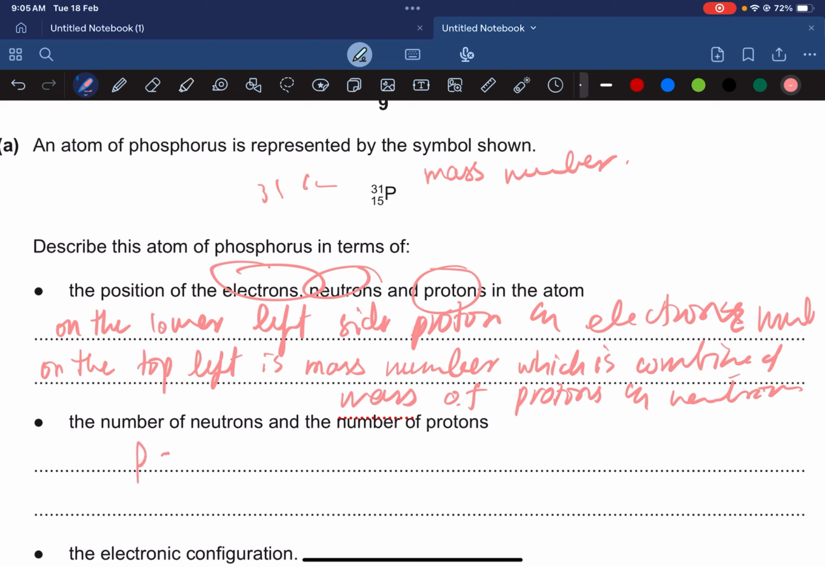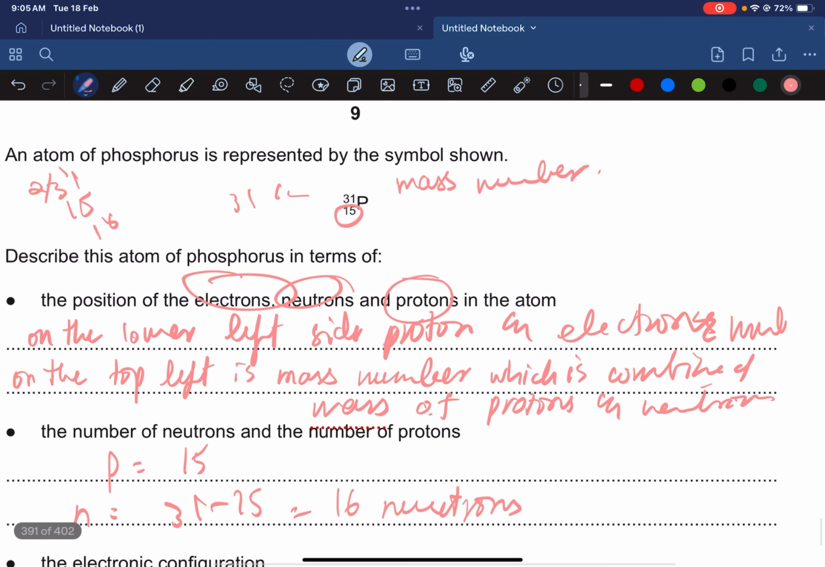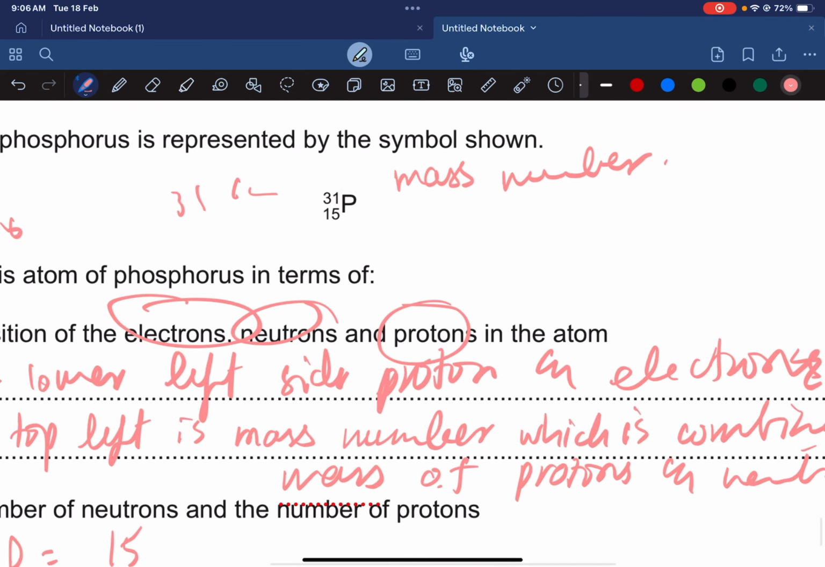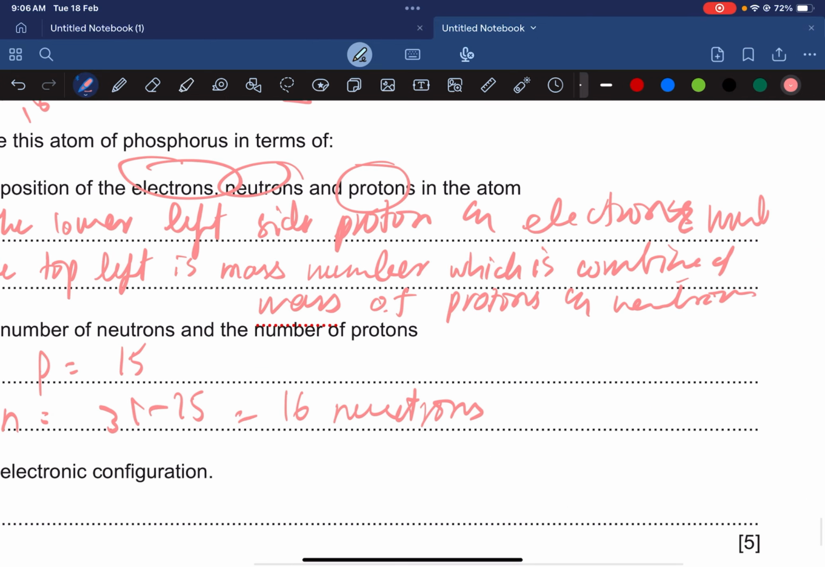Now the next part is the number of neutrons and the number of protons. Protons obviously are going to be 15, and neutrons are going to be 31 minus 15, which is 16. So we have 16 neutrons. Just write it in word form. Over here is the electronic configuration. We know that in a neutral atom the number of protons and electrons are equal, so we're going to have the same number of electrons.